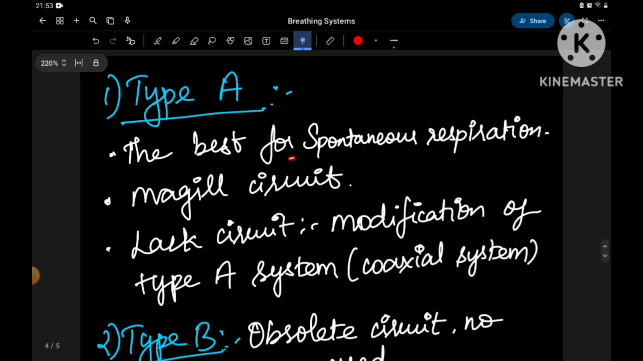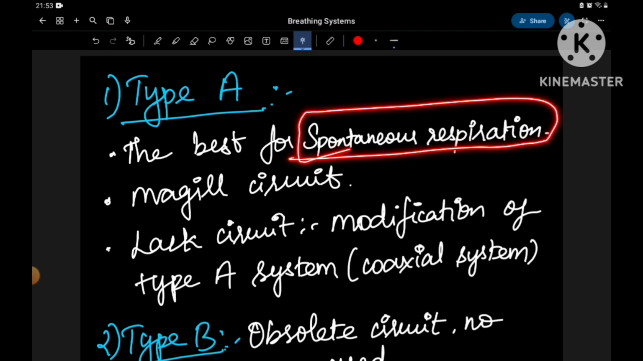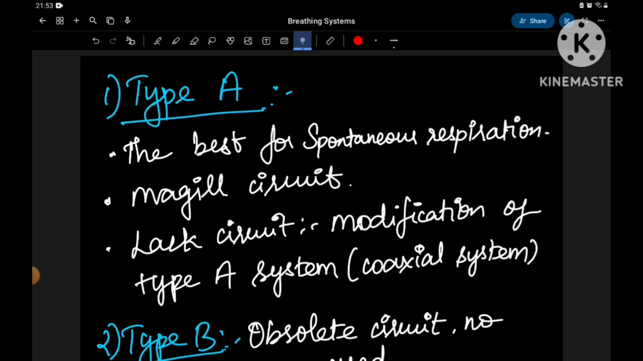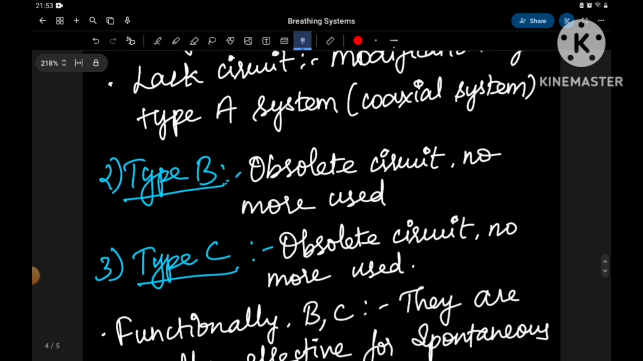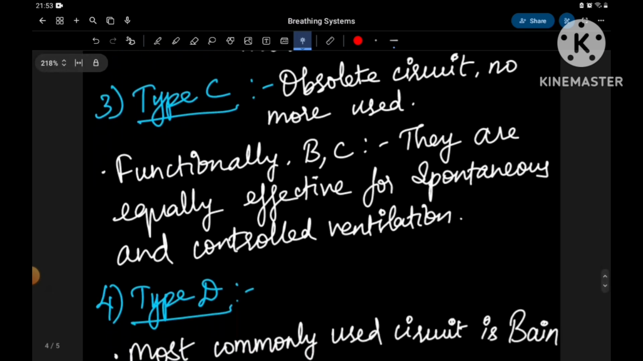So what are the points we saw? Type A is the best for spontaneous respiration. Just remember this point, this is an important MCQ. The best for spontaneous respiration. Next is the Lack circuit, another name for it, a modification of the type A system. Next, obsolete circuits, that is B and C. Both are obsolete circuits, not used nowadays.